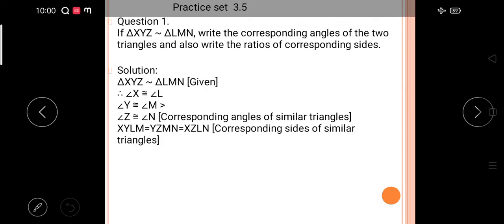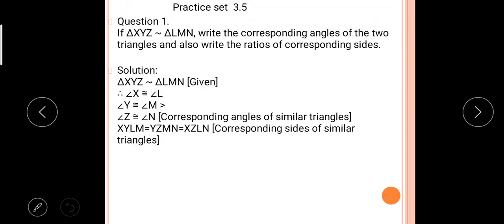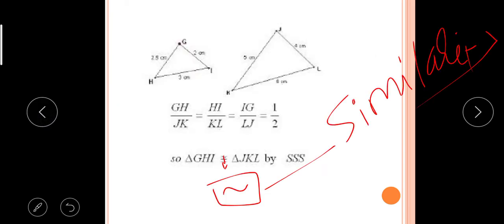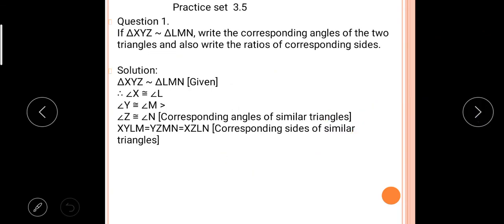Okay, next, now see the question based on the similarity of triangles. See, this is the symbol for similarity and don't put it opposite. This is the correct symbol. Now in the question, triangle XYZ is similar to triangle LMN. Write the corresponding angles of the two triangles and write the ratios of their corresponding sides. X is equal to L, Y is equal to M and Z is equal to N.